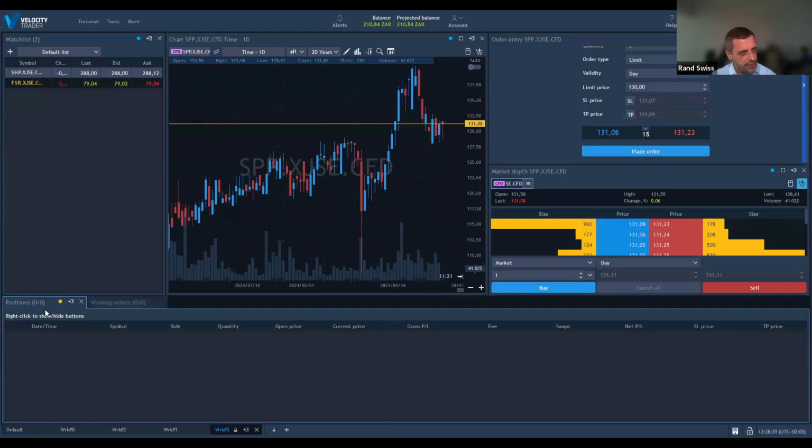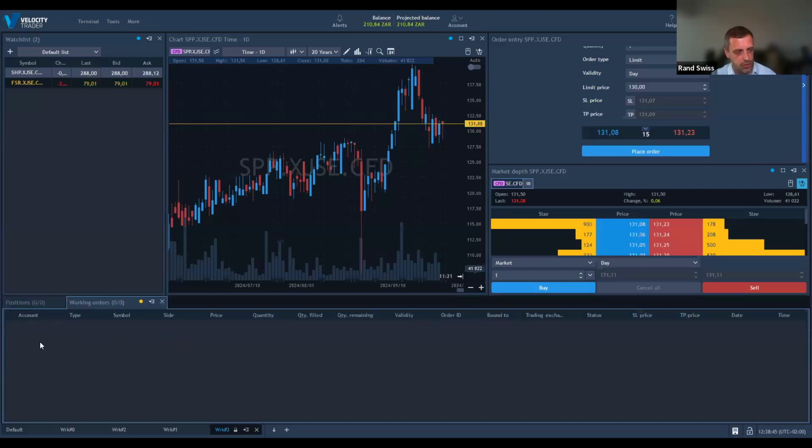But yeah, just note, for every trade that you have open, for every trade that shows in the positions tab, there will be 2 orders in the working orders tab as well, if you put a stop loss and a take profit.